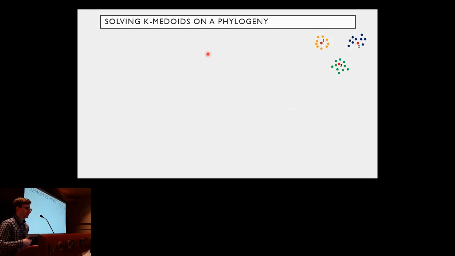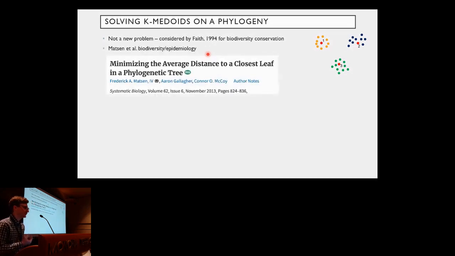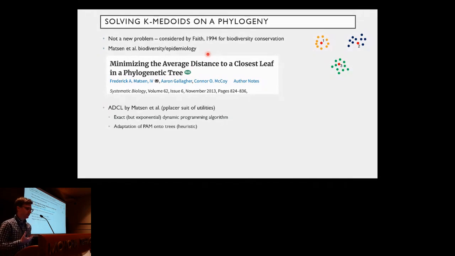Okay, so how do we solve this problem? I need to mention that this is not the first time this problem was considered in phylogenetics. It was first probably considered by Faith in 1994 for biodiversity conservation, and then more recently by Matsen et al. in 2013 in Systematic Biology for biodiversity conservation, but also they considered it for epidemiology and improvement of HIV phylogenies. And so in Matsen et al. they actually implemented this as a tool called ADCL, average distance to the closest leaf, which is exactly what K-Medoids is. And it's available as a part of the pplacer suite of methods.